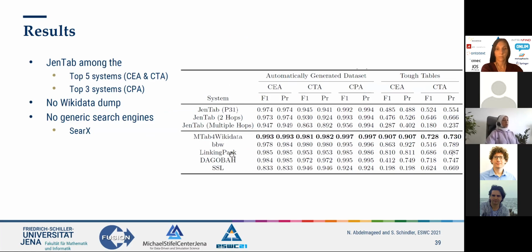Here are our scores compared to the SemTab challenge top participants. JenTab is actually one of the top 5 systems for the CEA and CTA tasks. However, it's among the top 3 systems for CPA, given that we do not have any offline Wikidata dump, and we do not use any generic search engine.